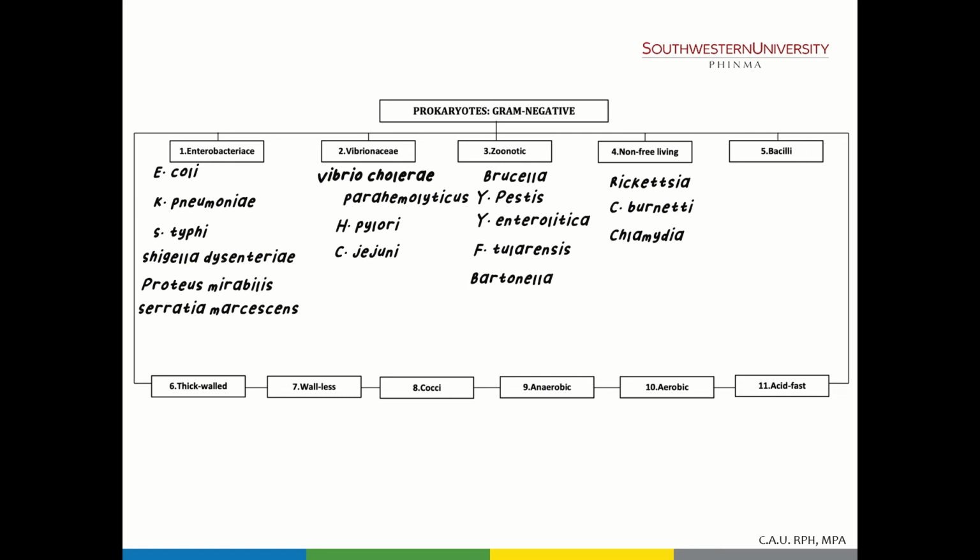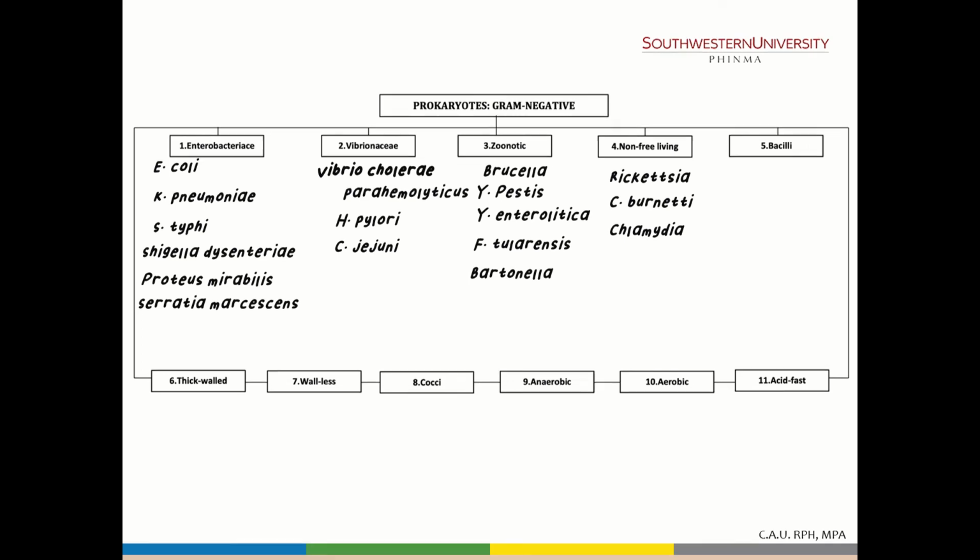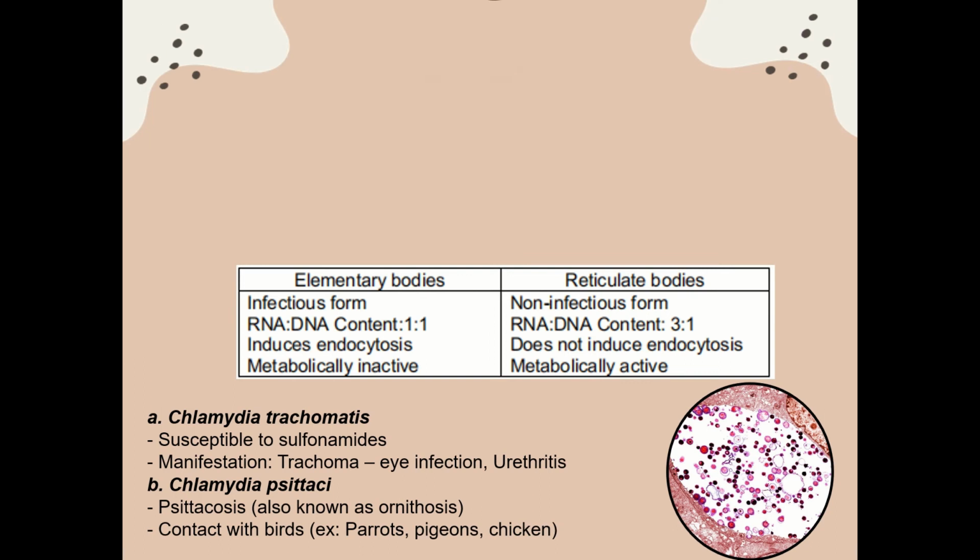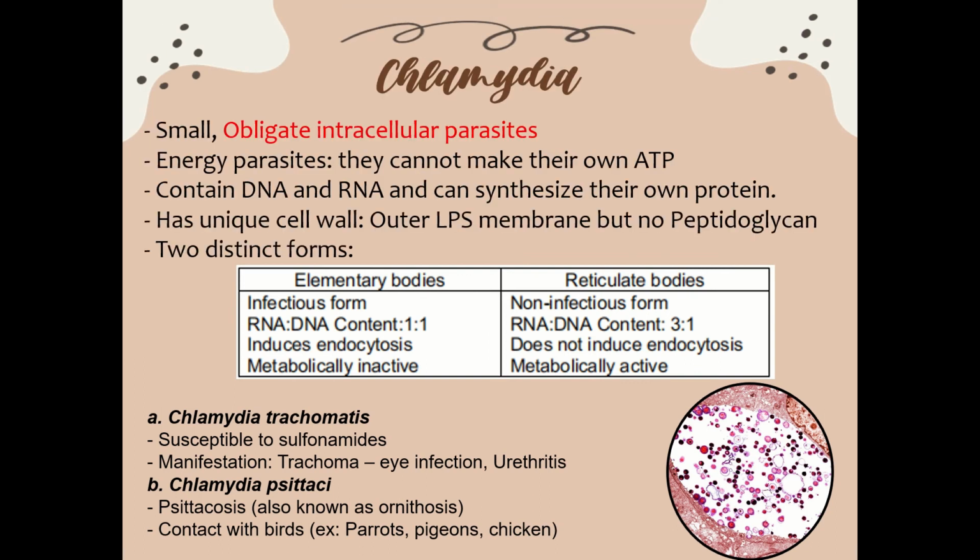Next is the chlamydia. Chlamydia are called energy parasites as they cannot make their own ATP. They need the ATP produced by their host to live and get energy from them. They have a unique cell wall. Though they have lipopolysaccharide on their membrane, they don't have peptidoglycan.